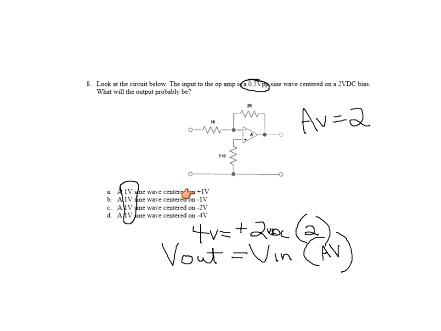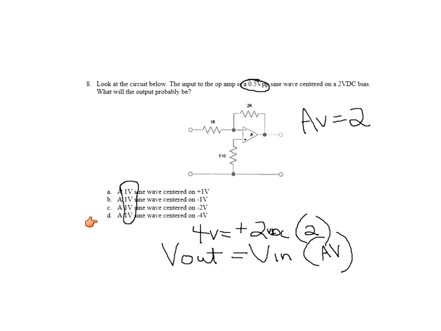There's no other 4s here. 1, -1, -2, -4. The only possible answer would be this D. Why is it inverted to a -4? Well, you're using the inverting terminal. So I put a +2 in here. I'm going to get 4 out because of the voltage gain, but because I'm using the inverting terminal, it will be a -4. This one's a little bit easy to figure out by process of elimination.